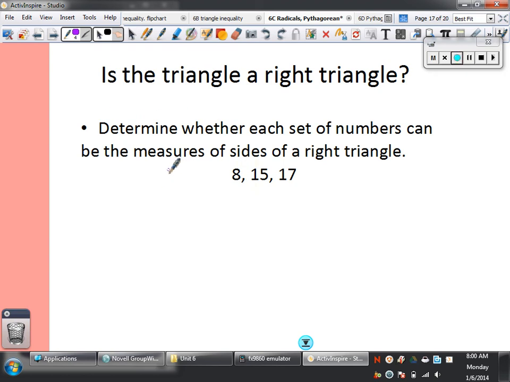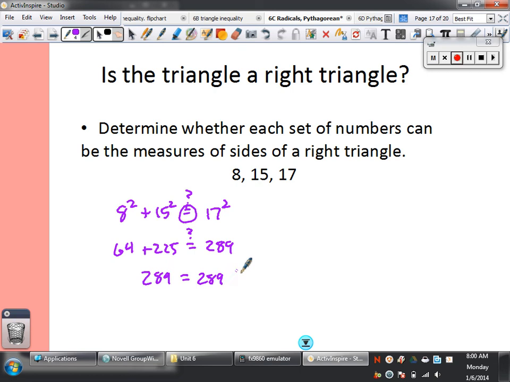So you're given some sides here, and you want to determine whether or not it's a right triangle. You simply take the two smaller sides. I know that the hypotenuse has to be the longest side, so the hypotenuse goes by itself, or the potential hypotenuse. This is what we're checking right here. 8 squared is 64. 15 squared is 225. 17 squared is 289. 64 plus 225 is 289. 289 is equal to 289. So yes, this is a right triangle. Simple as that.